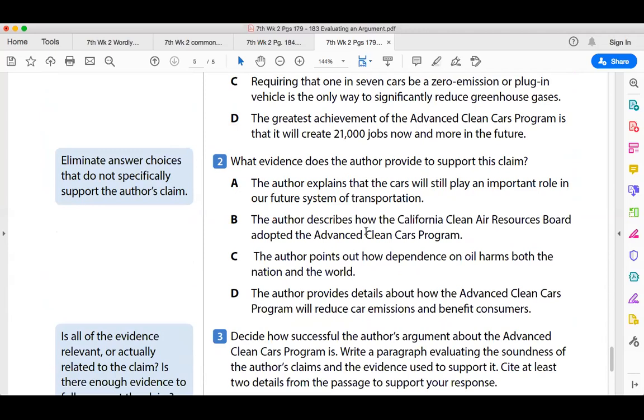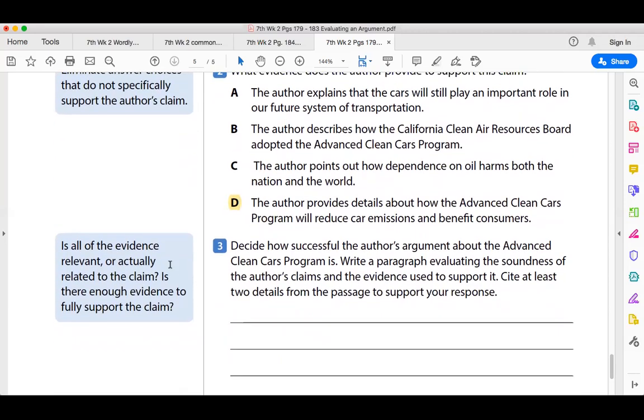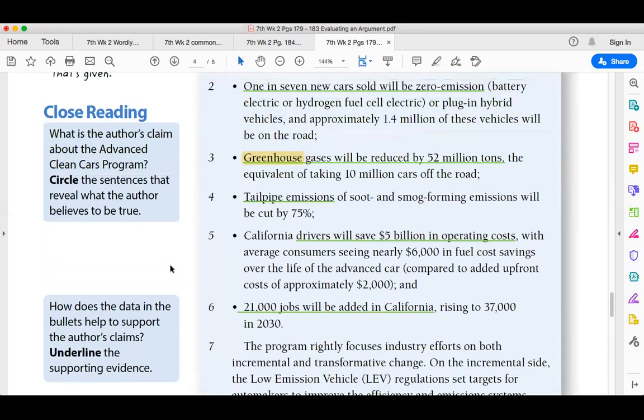The author does not tell how the program was adopted. That's not even in there. C, the choice is incorrect. The text doesn't provide this information. That's not even in the article. So your correct answer was D. So you should highlight it with your mouse and click the highlighter. D is correct because in paragraphs 2 through 6, okay, 2 through 6, identify how emissions will be reduced and consumers will benefit.